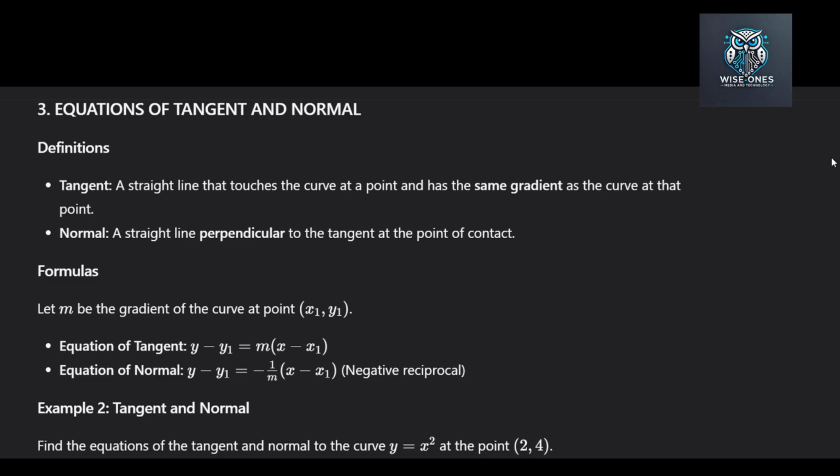Now let us move to section 3. Equations of tangent and normal. What is a tangent? A tangent is a straight line that touches the curve at a point and has the same gradient as the curve at that point.